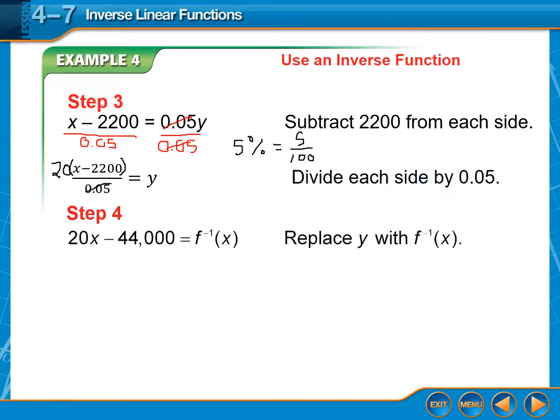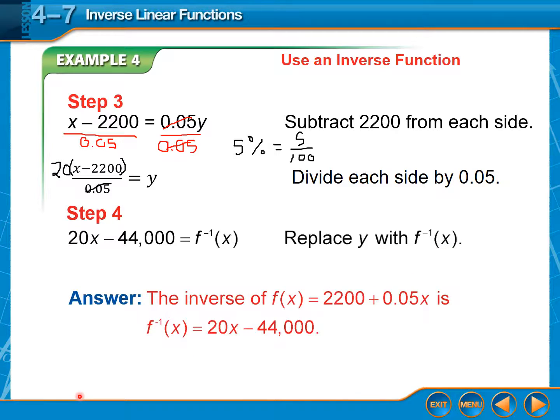So they multiplied x minus 2,200 by 20. Then again, the distributive property says I'm going to do 20 times x, 20x, minus 20 times 2,200, minus 44,000. And that's now equal to my inverse function. I replace the y value with the inverse function of x. So the inverse of the original equation, 2,200 plus 0.05x, is 20x minus 44,000.